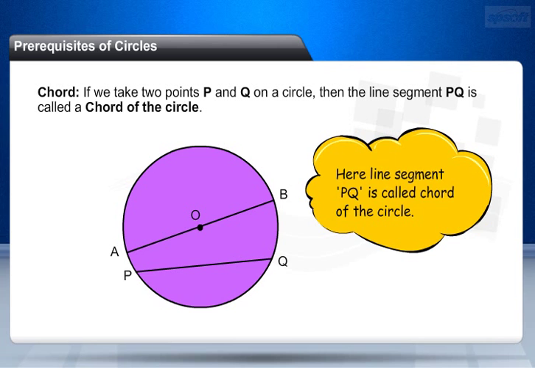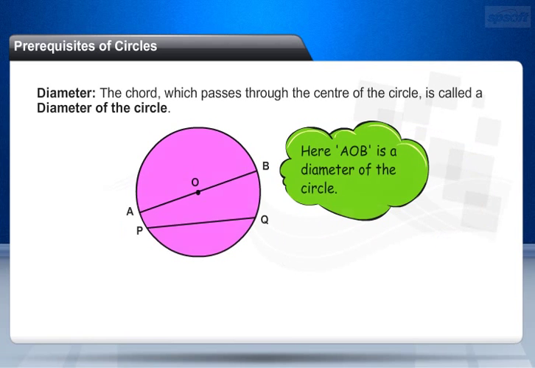Chord: if we take 2 points P and Q on a circle, then the line segment PQ is called a chord of the circle. Here line segment PQ is called a chord of the circle. Diameter: the chord, which passes through the center of the circle, is called a diameter of the circle. Here, AOB is a diameter of the circle.